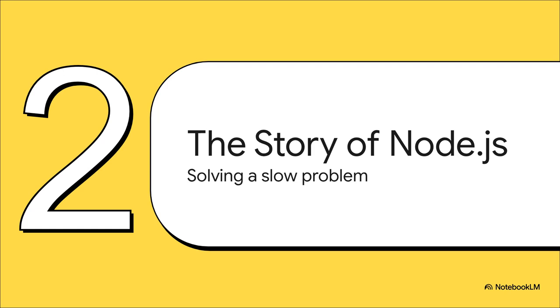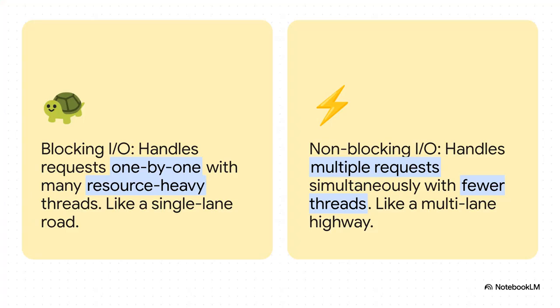Node.js was actually born to solve a very specific and, frankly, a very frustrating problem with how servers used to handle all our requests. See, its creator, Ryan Dahl, was getting really fed up with something called blocking I/O. Now, I/O just means input-output. Things like reading a file or grabbing data from a database. Old servers handled this like a single-lane road. Each request was a car that had to wait for the car in front of it to finish its business completely before it could even move.